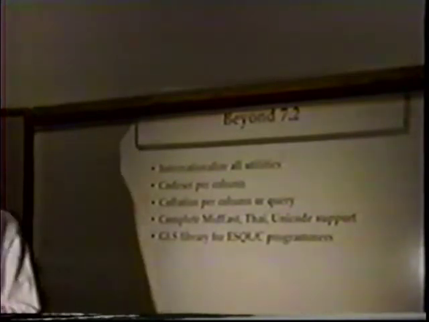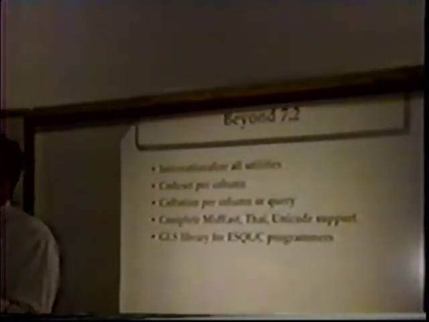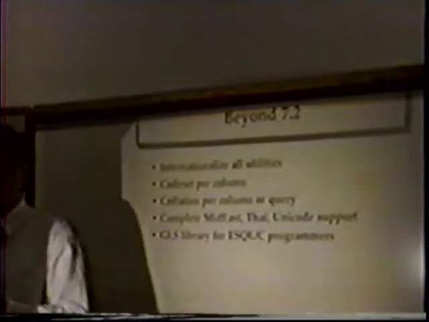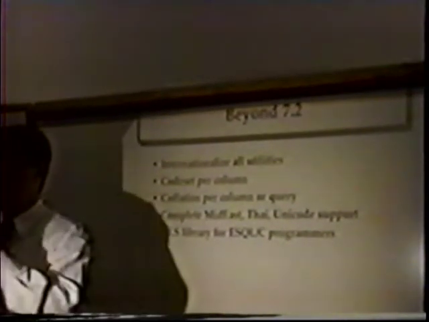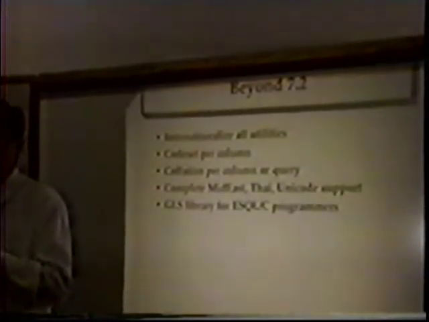According to SQL standards, you could have a code set per column. Right now we have a code set per database. When you open up a database, it is JJP ShiftJIS or JJP UJIS.